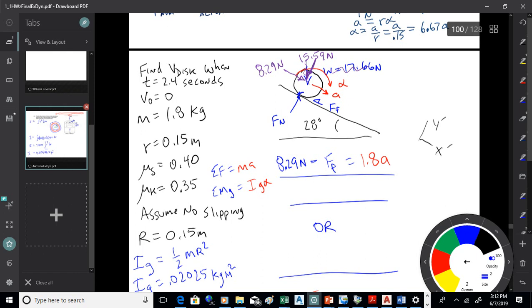And then when you go sum of MG, you just think about what makes it roll. The radius is 0.15, so 0.15 times the force of friction, okay? That's the moment. And that's about it. There are no other forces that don't act through the center of gravity. And then you just equate that to the 0.02025 times alpha. I mean, that's basically it for this one.